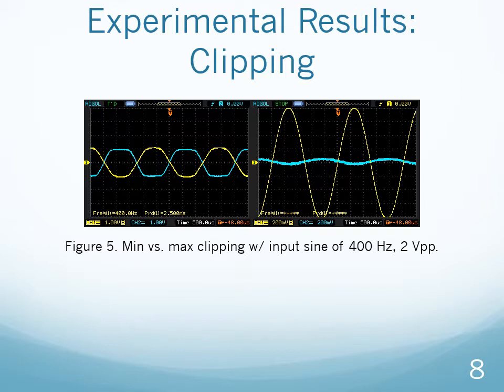But the results for clipping, on the left there, that's it with the voltage at the maximum clipping value. And as you can see, it almost matches the voltage of the input sine wave, which is the yellow wave, but it's flattened off at the top a little bit. And on the right hand side, that's it clipped all the way down.